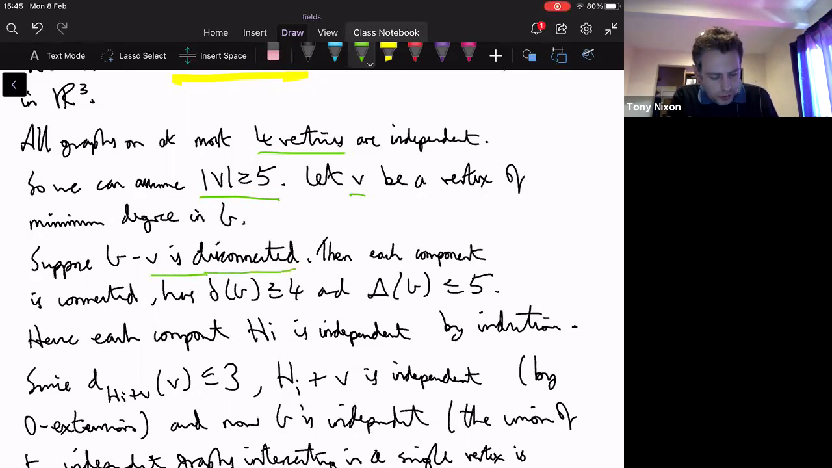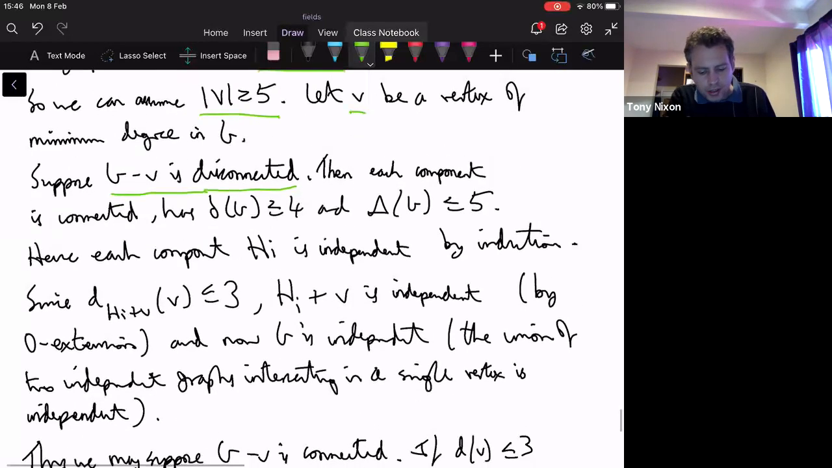So suppose that's not true. Suppose we delete a vertex of minimum degree and we get a disconnected graph. Then it's true that each component is connected, obviously, but the minimum and maximum degree requirements apply to G, so they apply to the components. And because G was connected, and we had to delete a vertex to get disconnected, we do get the minimum degree in both, or however many parts we have, and we get the maximum degree for 3. So each component is connected with the minimum and maximum degree conditions, so it's independent by our induction hypothesis.